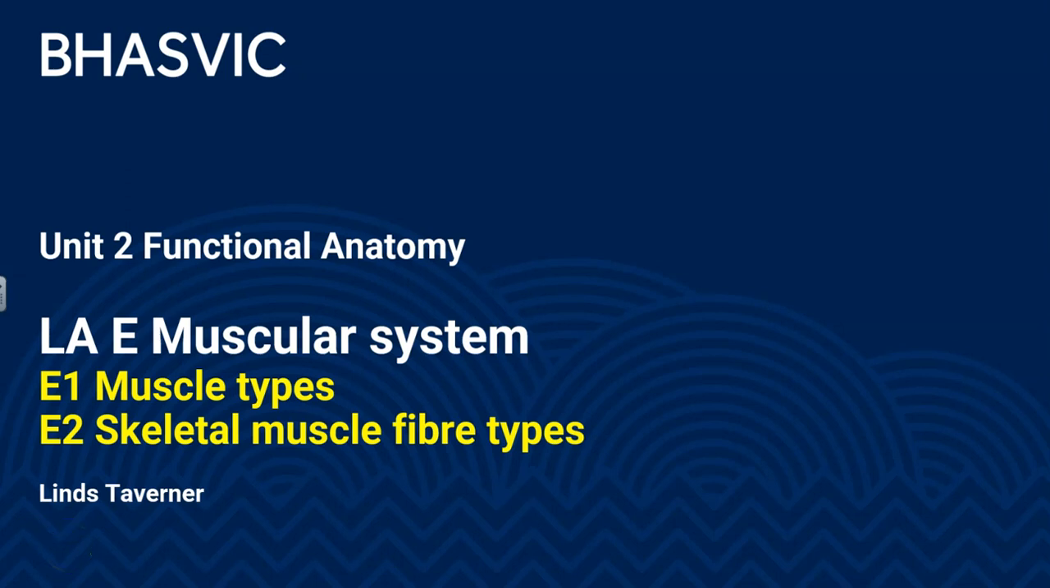Hello, this video is for Unit 2 Functional Anatomy, and we are looking at topics within the muscular system. Specifically in this video, we're going to be looking at E1 muscle types. Now, within that section, there are a couple of different factors. Specifically, we're going to be looking at 3 types of muscle tissue.